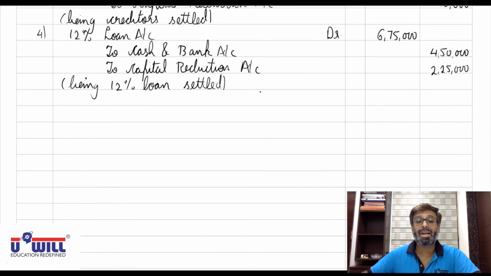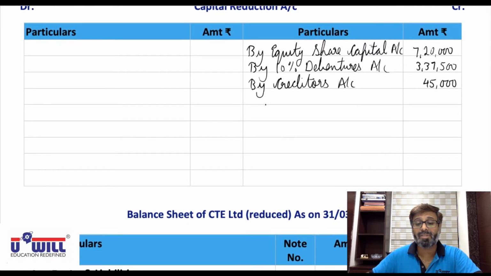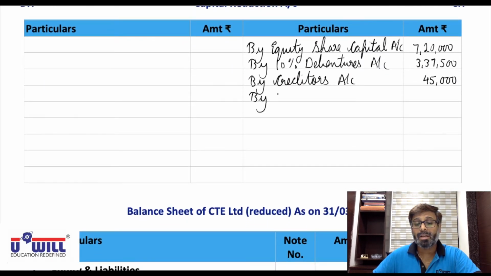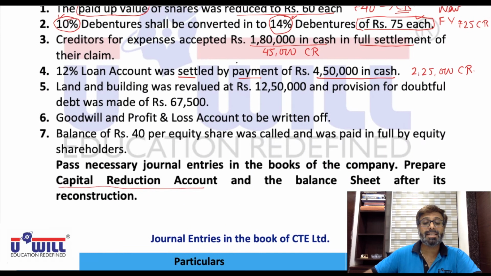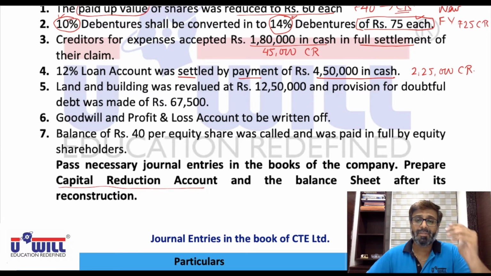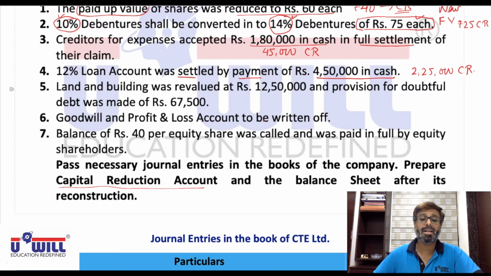Now again, capital reduction means in capital reduction we will write on the credit side opposite account by 12% loan account 2,25,000. Okay, next adjustment. So adjustment wise we have to pass the entries. Logic is there. Whatever amount anyone sacrifices, credit to capital reduction. Whatever you use from capital reduction to write off various things, expenses, etc., you debit capital reduction account.